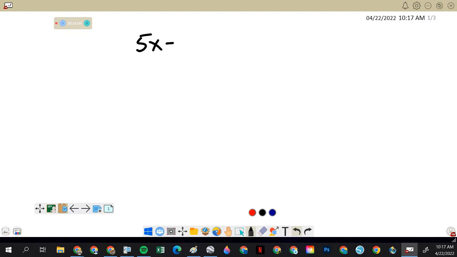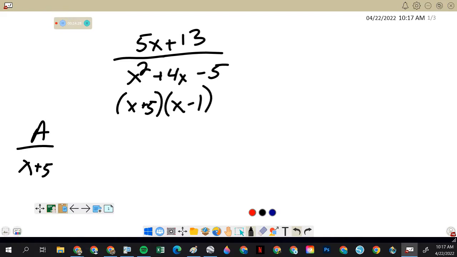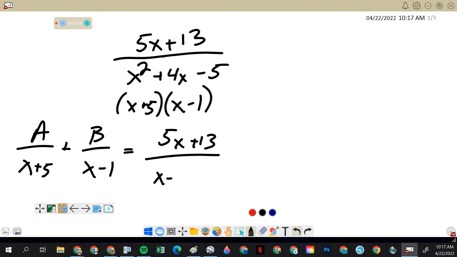So 5x plus 13 over x squared plus 4x minus 5. So my factors are x plus 5 and x minus 1. So a over x plus 5, b over x minus 1, and that's equal to 5x plus 13 over x plus 5 and x minus 1. So this one needs an x minus 1, and this one needs an x plus 5.